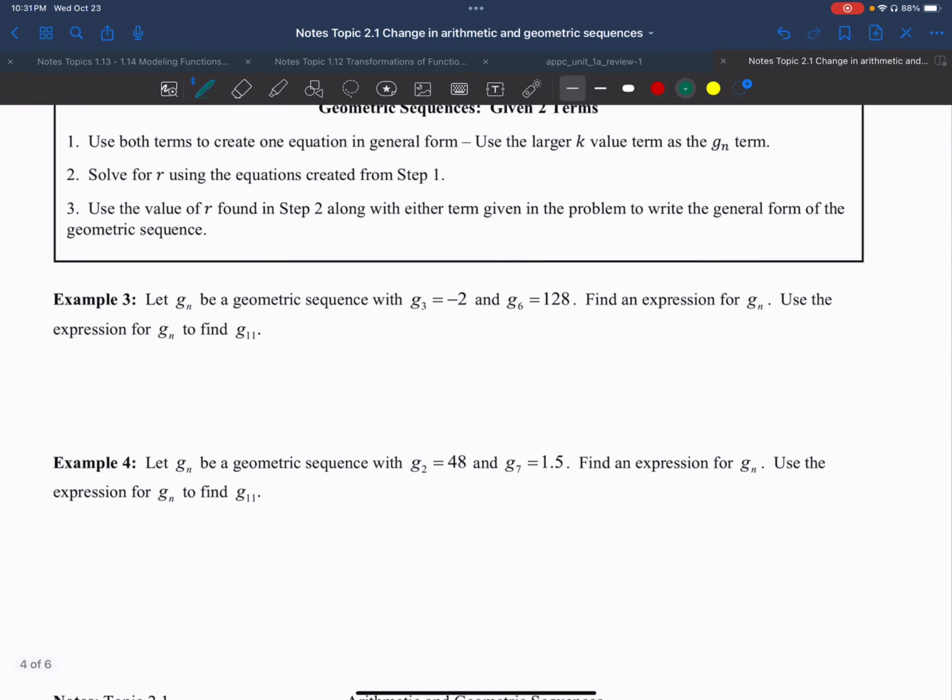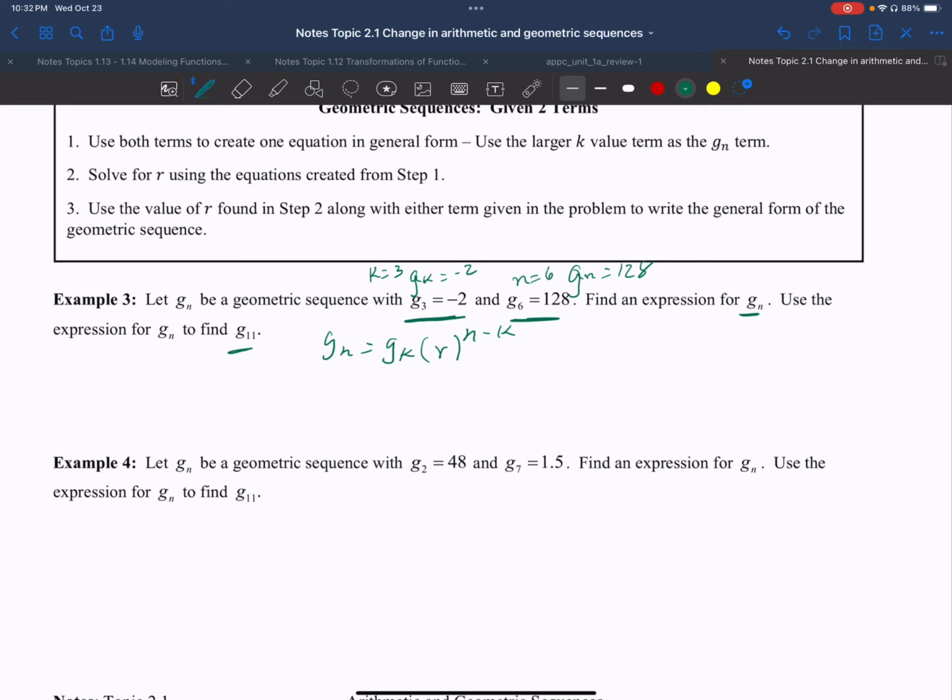Example 3 says let g of n be a geometric sequence where g sub 3 is -2, g sub 6 is 128. Find the equation for g of n and then use g of n to find g sub 11. So again, n equals 6 and g sub n equals 128. k equals 3 and g sub k equals -2. Start with your equation, g of n equals g sub k times r to the power of n minus k. So in this case, this should be g's, not a's.